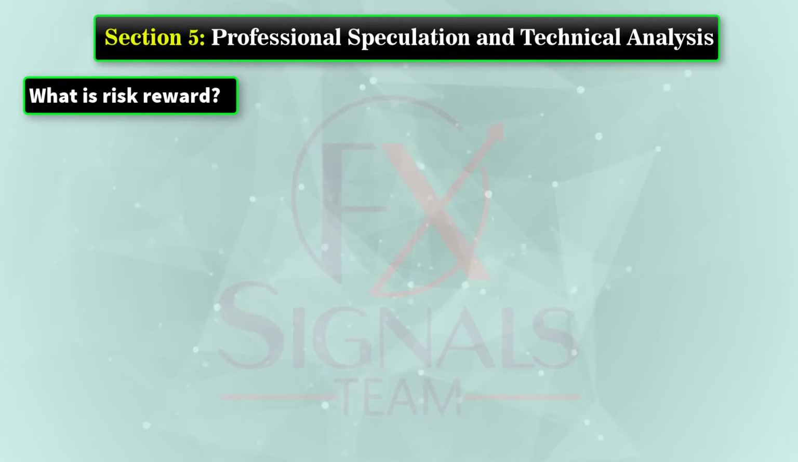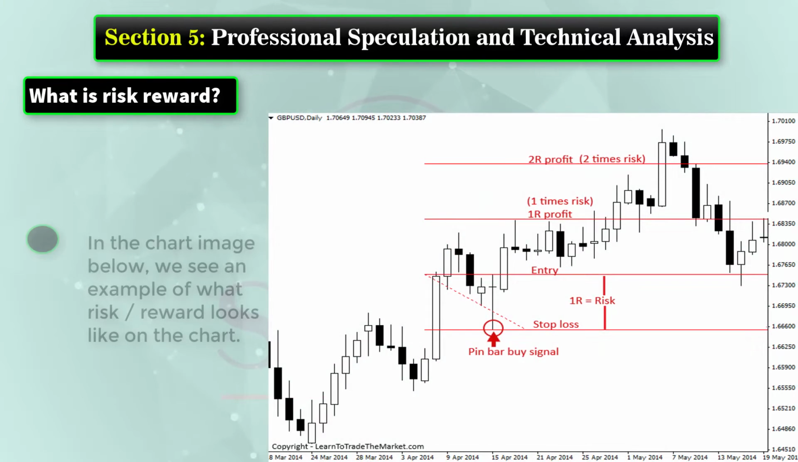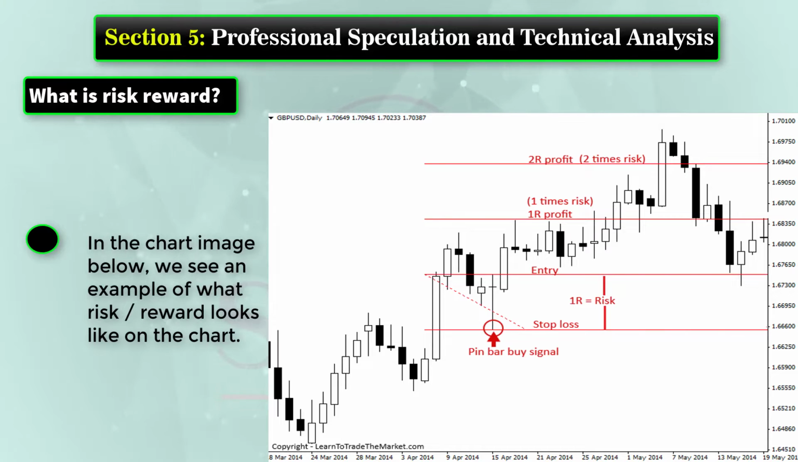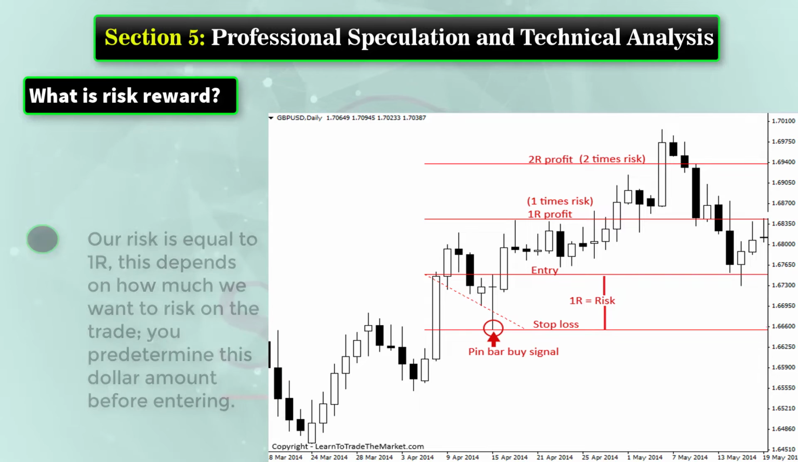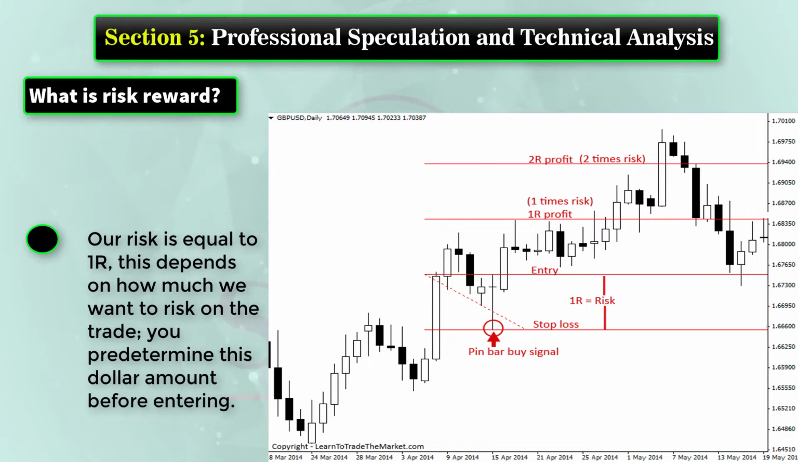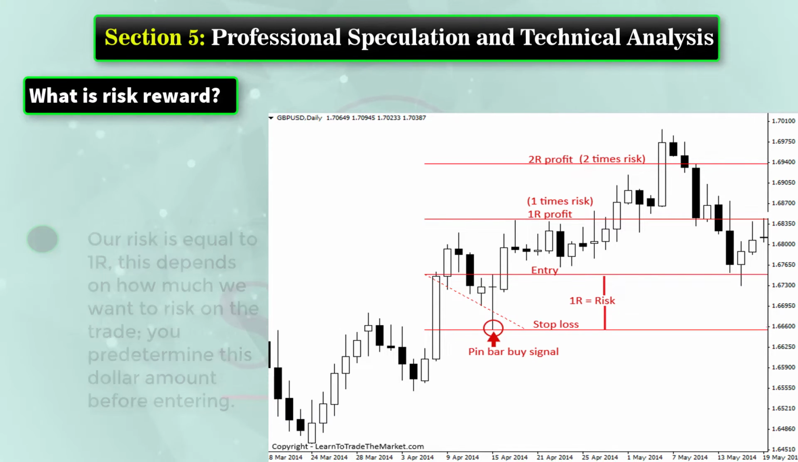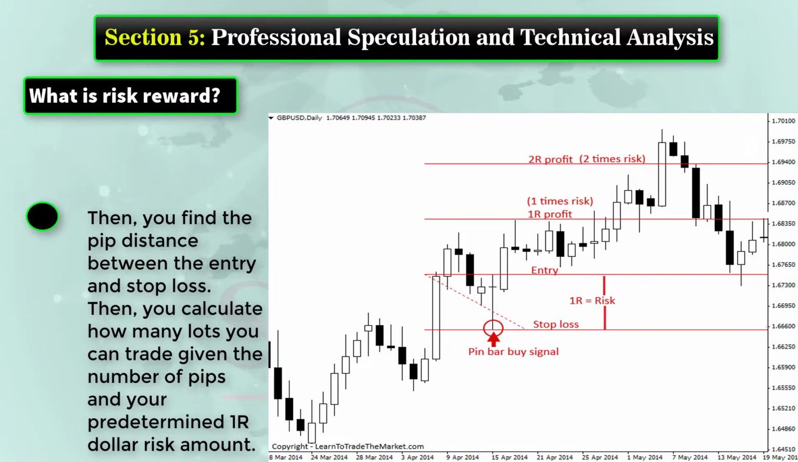What is risk-reward? In the chart image below, we see an example of what risk or reward looks like on the chart. Our risk is equal to 1R. This depends on how much we want to risk on the trade. You predetermine this dollar amount before entering. Then, you find the pip distance between the entry and stop loss.